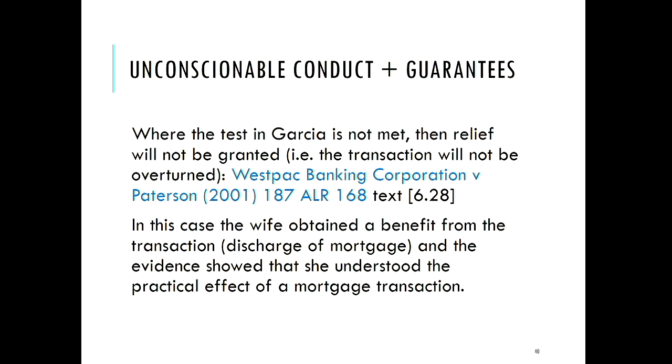And in the Westpac banking case, the Westpac successfully argued that even though the wife offered a guarantee, she still obtained a personal benefit from that transaction. And also the bank showed that the wife understood the practical effect of the mortgage transaction. So she knew what the consequences of that agreement were. So banks are much better now at documenting the evidence, at documenting the ability of the guarantee and the guarantor's understanding of what transaction they're entering into.